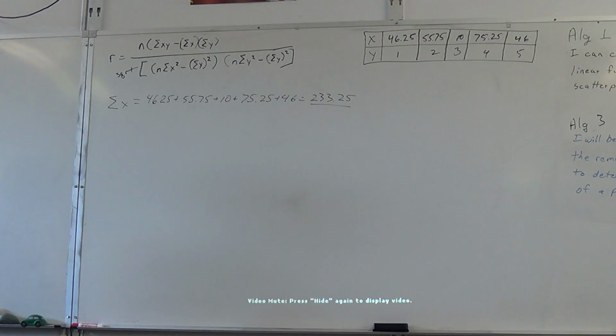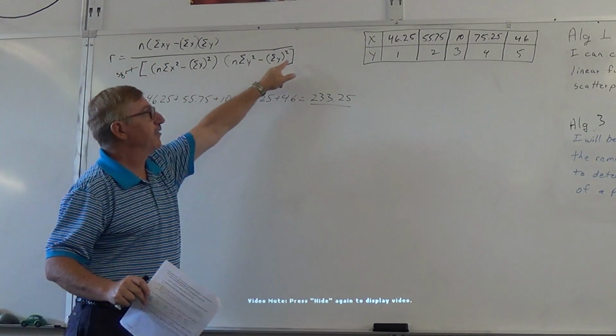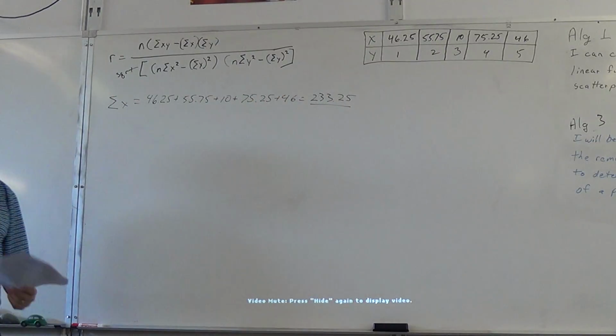AJ, what's the symbol below r? Square root. So you're taking the square root of everything inside the brackets. I should write that down.